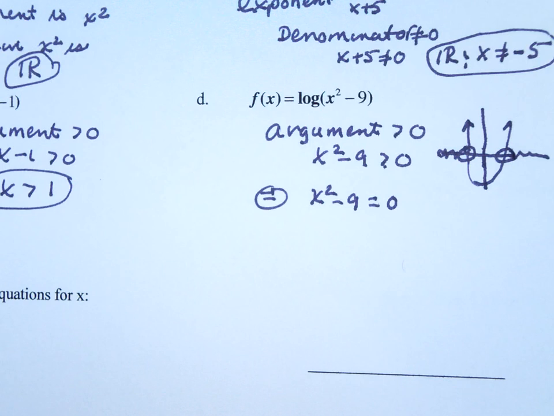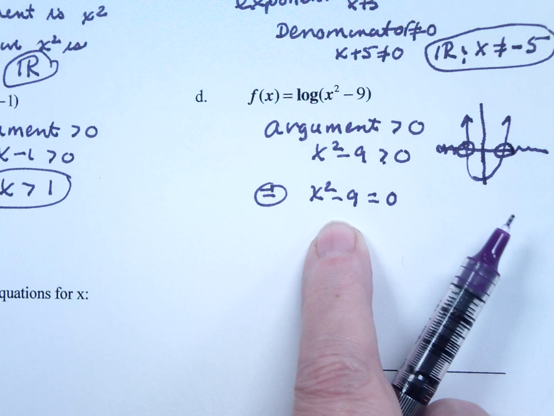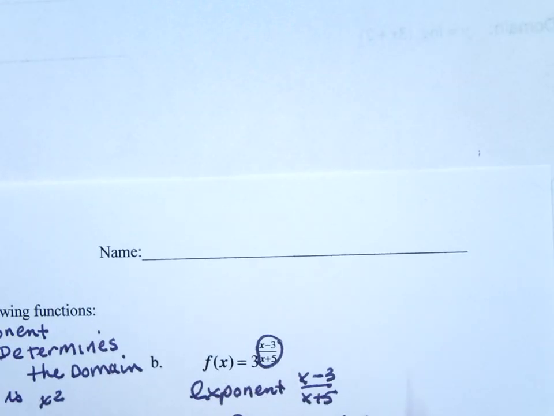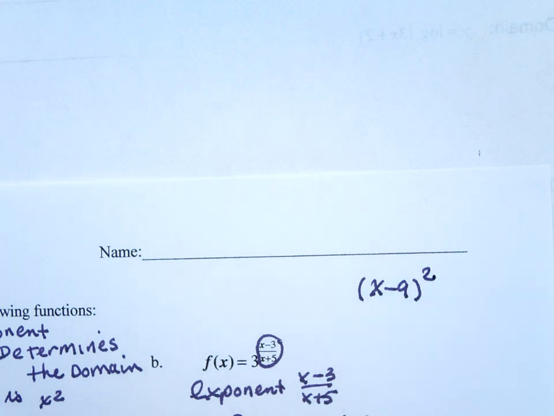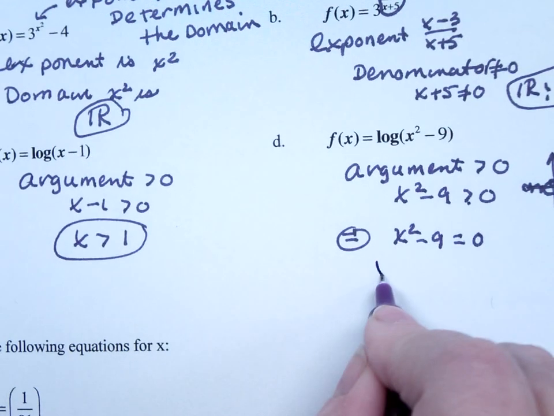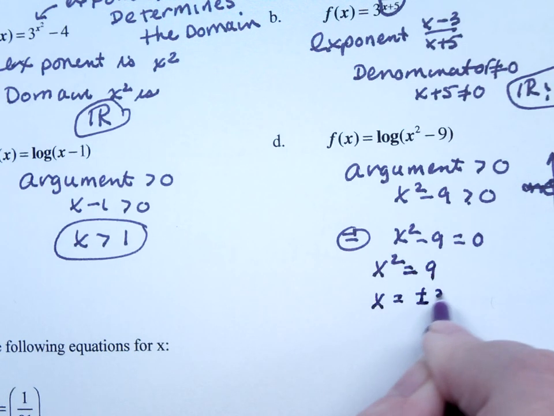Yes? Are you shifting the graph to the right? No, I'm shifting him down because it's minus 9. It's x squared, right? And then it's down 9 units. Yeah. Now, if I had this instead, that's your right. Yeah. That's your right. So we know that x squared equals 9, or x equals plus or minus 3.